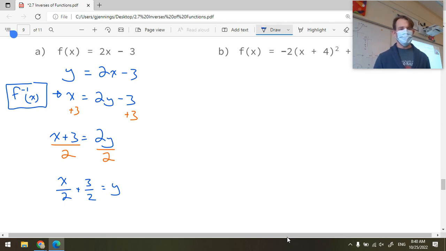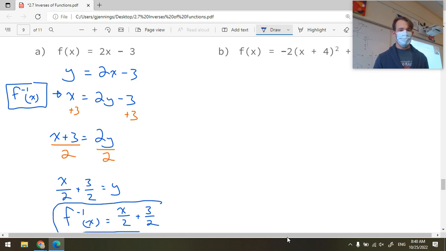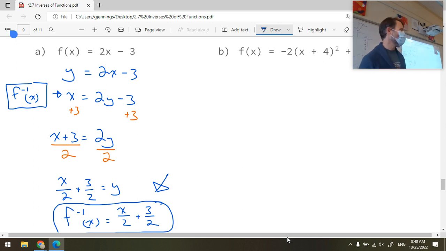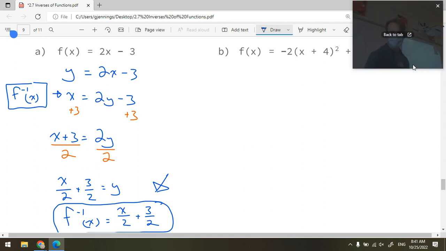And then I can write that as f inverse of x. So I'm just going to say f inverse of x is equal to x over 2 plus 3 over 2. Done. Maybe I circle it. I point at it. I say, look, I found it, Mr. Jennings. And then I'm done. That is finding the inverse of a line.